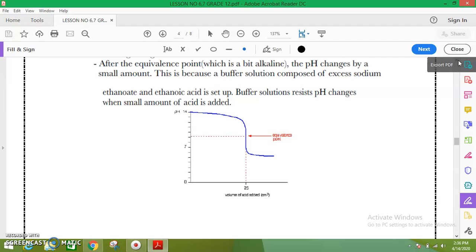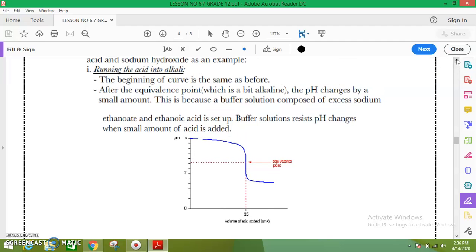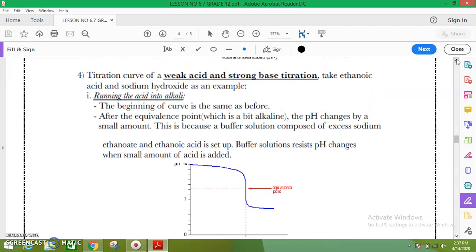Now, the third type of titration curve is weak acid and strong base. Actually, it's the opposite of the second. Now, weak acid and strong base. For the weak acid, we will take the example of ethanoic acid, and the strong base is sodium hydroxide.